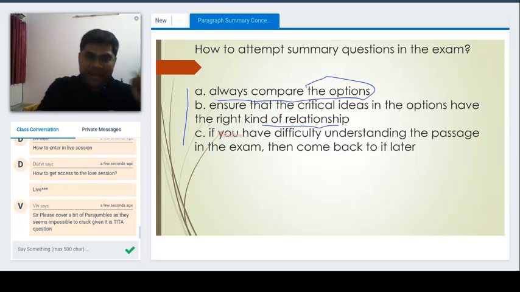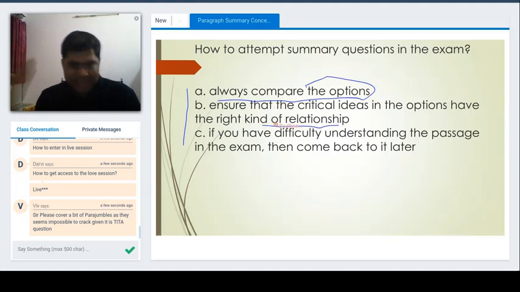And secondly, if you have difficulty understanding the passage, this is very important. Many people start fighting with the question. If you have difficulty understanding the passage in the exam, then you can come back to it later on. This is something people have to keep in mind. When you are grappling with a question and you don't have a clear picture of what exactly it means, for a while just forget about it and go to the next thing.